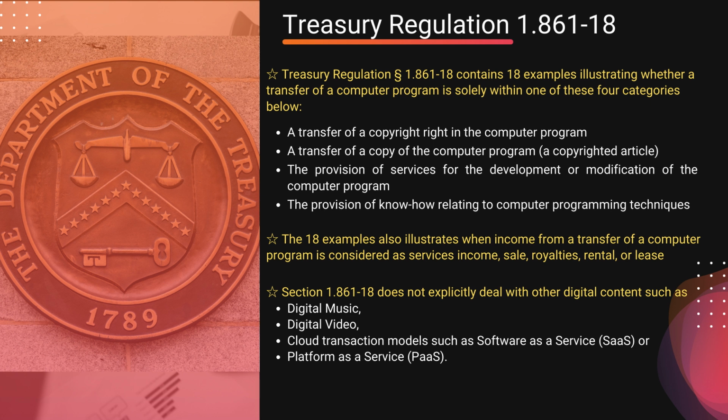We'll not talk about all the 18 examples here, but we'll pick one of those transactions, which will actually focus on the copyrighted article. Because when we talk about it, it will determine whether a transfer of your copyrighted article is either a sale or a grant of a lease in which you collect rental income.